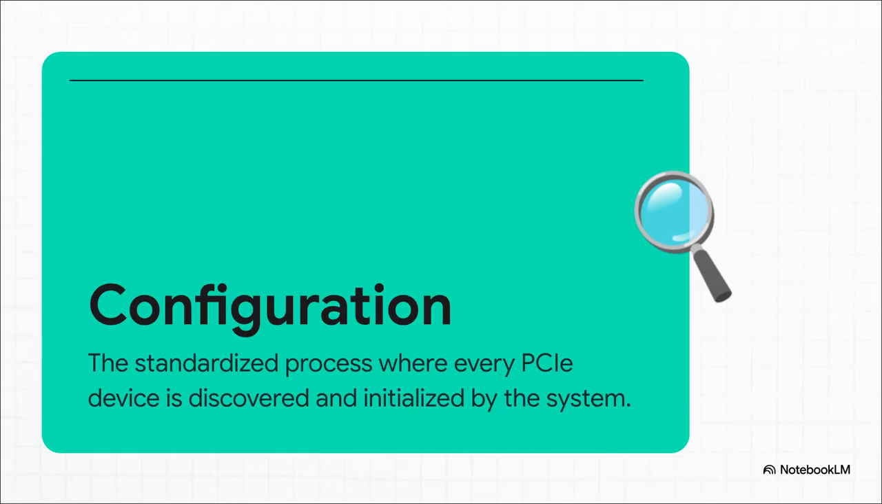And that whole set of rules? It's called configuration. You can think of it as the universal language that lets your computer's brain, the CPU and all its core logic, discover, identify, and get any PCIe device ready for action. It doesn't matter if it's a GPU, a network card, or a bridge to other stuff, it has to go through this process to even get on the team.